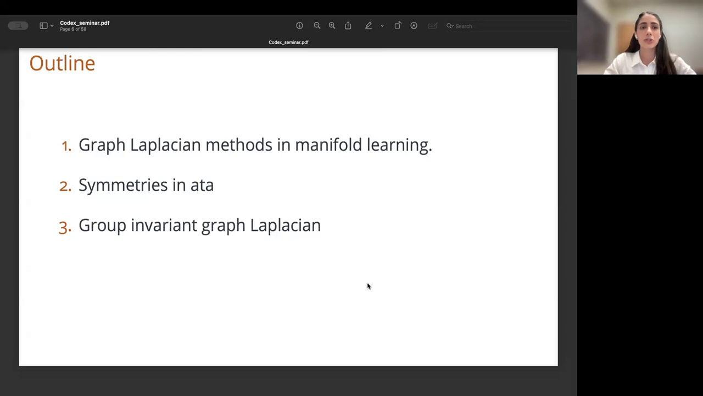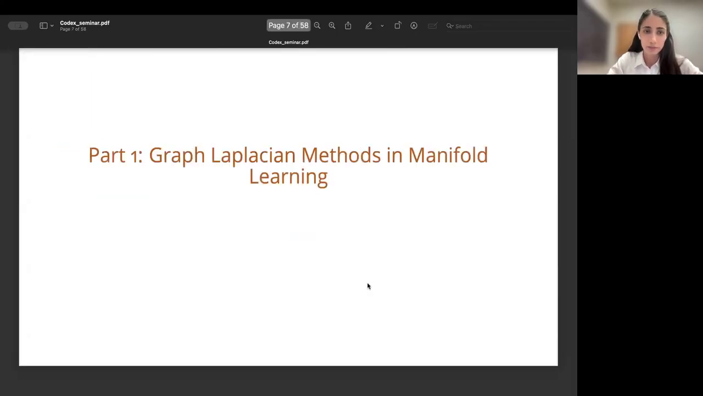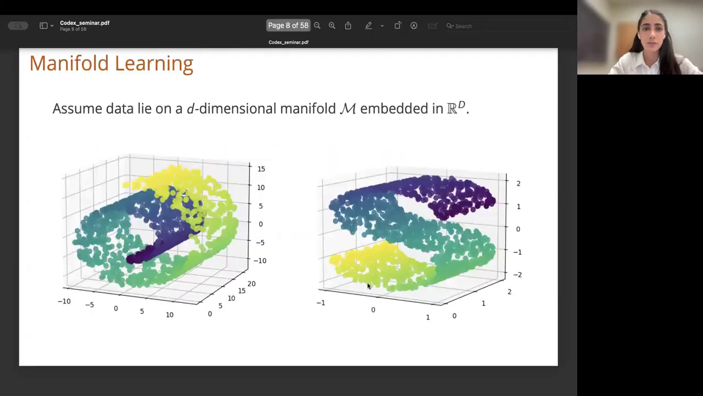So in this talk, I'm going to talk about graph Laplacian methods in manifold learning, which give us nonlinear methods for understanding data. I am going to talk about symmetries in data and why we care about that, and then how we can combine these two into the work that we did, which is about the group invariant graph Laplacian. And I'm going to explain what we did. So let us start with graph Laplacian methods in manifold learning.